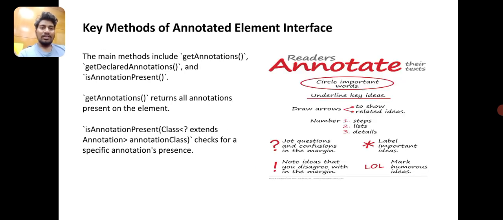Then what are the methods of the AnnotatedElement interface? The main methods include getAnnotations, getDeclaredAnnotations, and isAnnotationPresent. getAnnotations returns all annotations present on the element. isAnnotationPresent(Class<? extends Annotation>) checks for a specific annotation's presence and its existence.